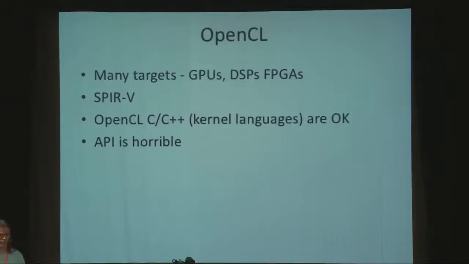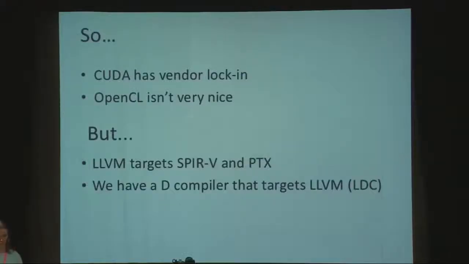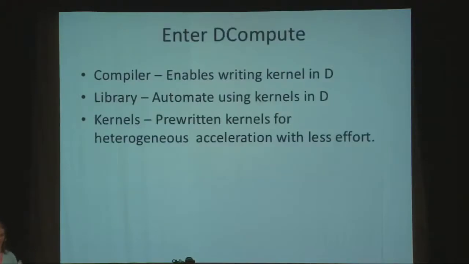OpenCL has a lot more targets, and the recent versions have standardized on SPIR-V as their binary format. The kernel languages are okay, as much as they can be. It's not a very fun domain to be in. Well, depends on what you think. But the APIs to use and call them are horrible, to put it nicely. Those of you who've used it will know what I'm talking about. So, CUDA has vendor lock-in, and OpenCL isn't very nice to use. But LLVM supports SPIR-V and PTX, and LDC's backend is LLVM. So, DCompute.